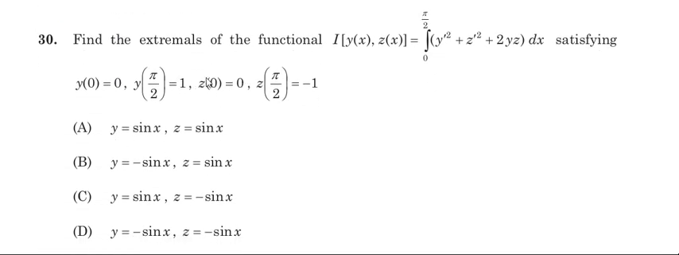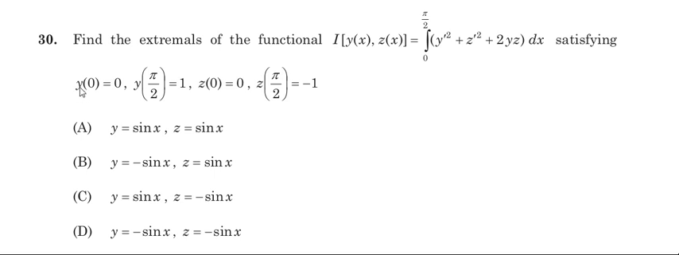So next problem. Find the extremals of the functional I of y of x comma z of x equal to integral 0 to pi by 2 of y dash square plus z square plus 2yz dx, satisfying the conditions y of 0 equal to 0, y of pi by 2 equal to 1, z of 0 equal to 0, z of pi by 2 equal to minus 1. So here also we will be having the Euler-Lagrange equations. Without solving this problem directly, we will check the answer based on the given options. So y and z have to satisfy these 4 conditions.